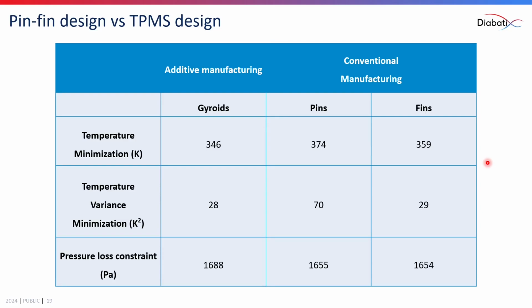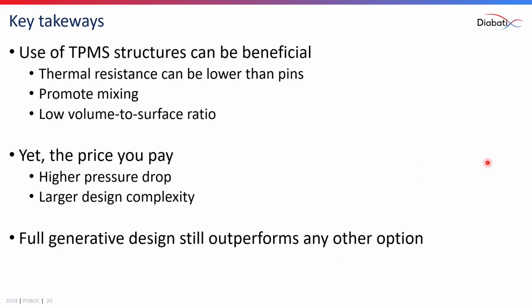We also see the same type of observation in this case study, where pressure was about 1688 Pascal compared to similar ranges in pin designs. In fin designs, we observe a little bit lower pressure drop because of the alignment of the fin that can happen along the flow. With that, let's quickly talk about the key takeaways.